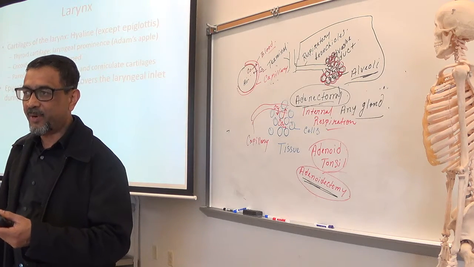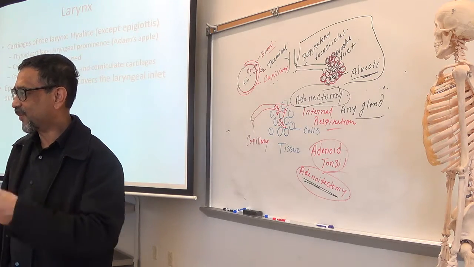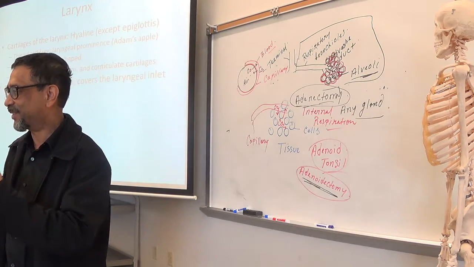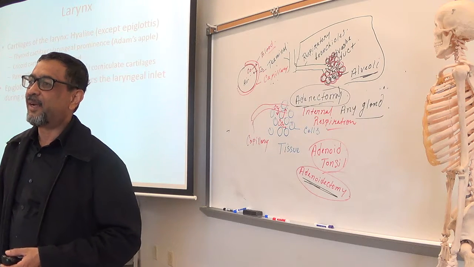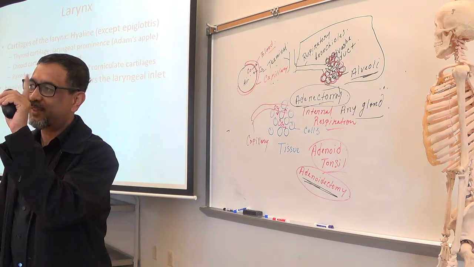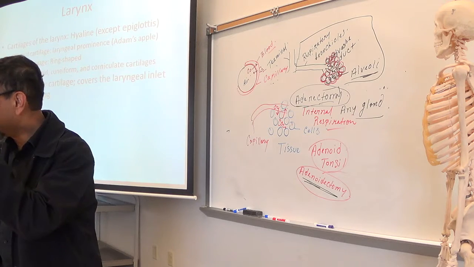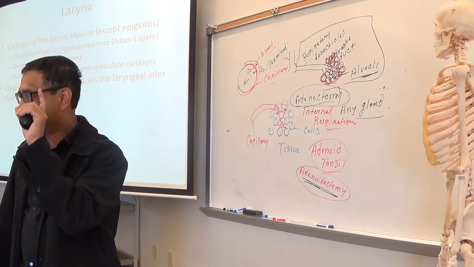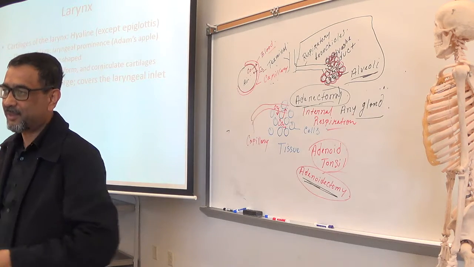Arytenoid, cuneiform, corniculate. You have to remember all these. You won't be able to say no if I just ask you, right? So you have to practice. And inside the larynx, you have the one that moves. That is what? Epiglottis. Formed by what? Elastic type cartilage. All others are what type of cartilage? Hyaline cartilage. Is it clear?